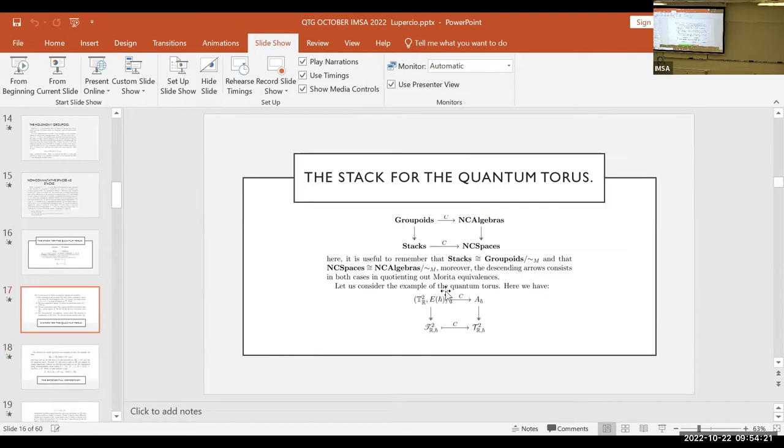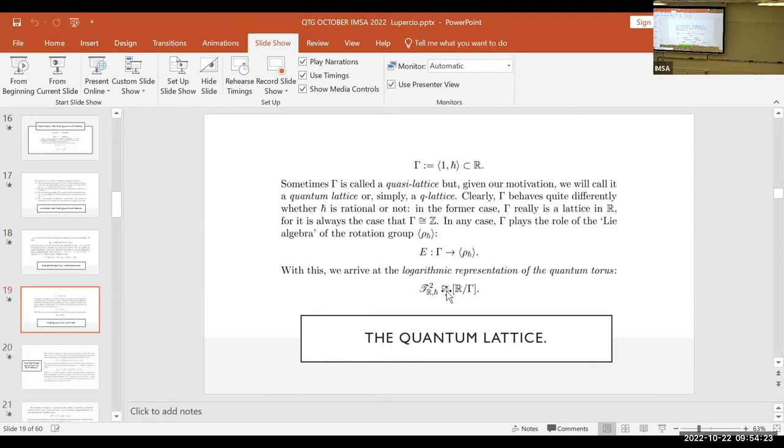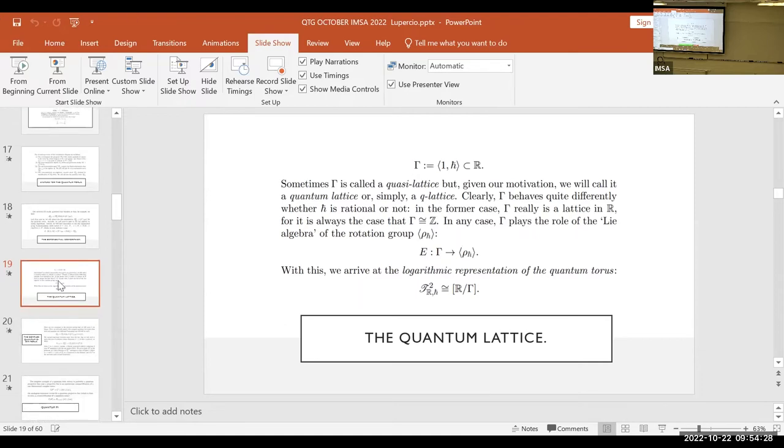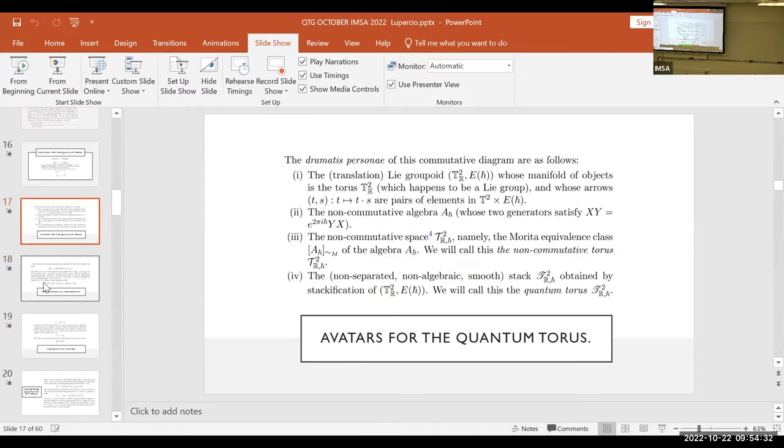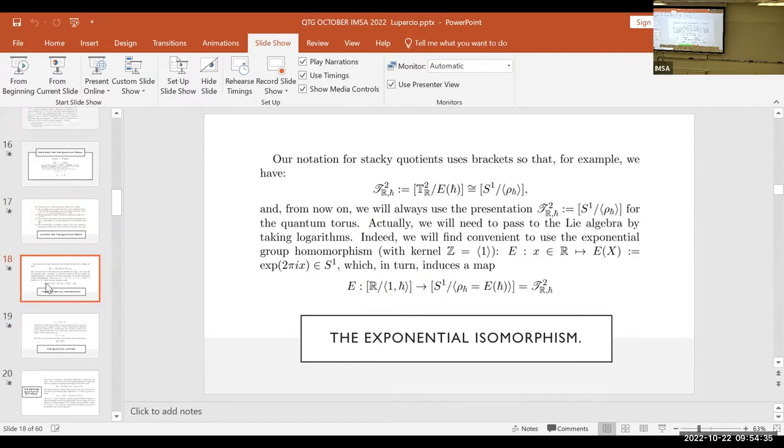So the non-commutative torus had these avatars, and this is the basic thing that we are going to compactify to get the non-commutative quantum varieties, or the quantum toric varieties. The important part in this basic example is the holonomy, the rotation group of the transversal circle is here. And h bar is the holonomy, and it could be rational or irrational.